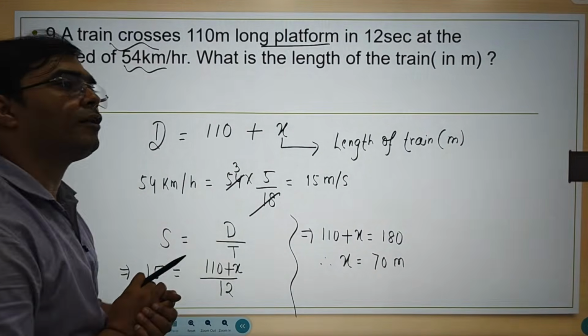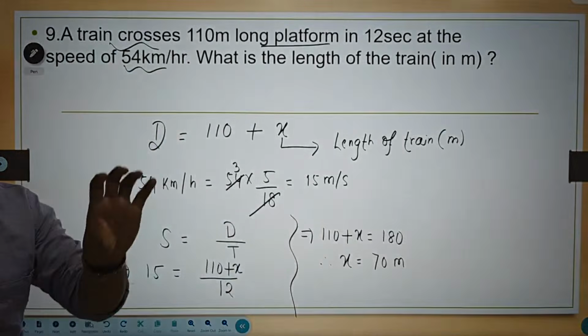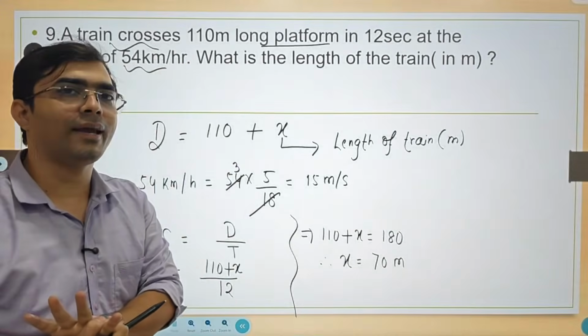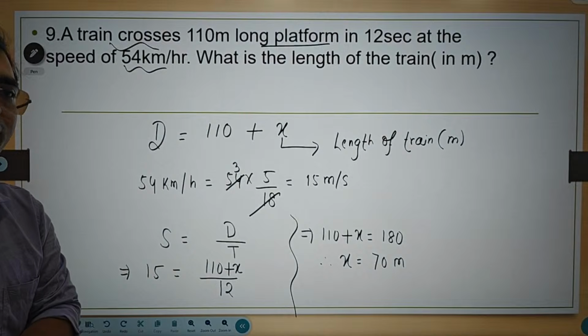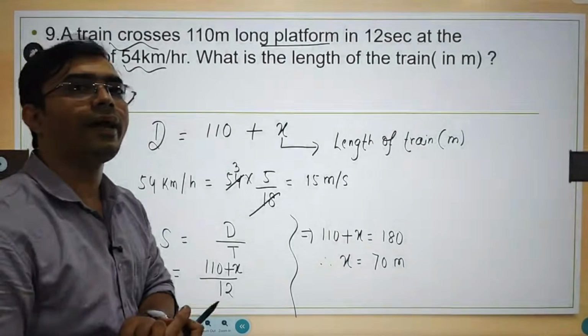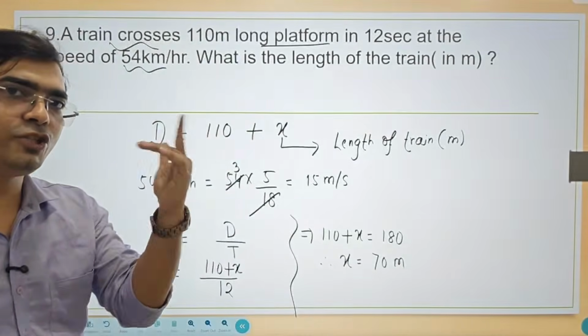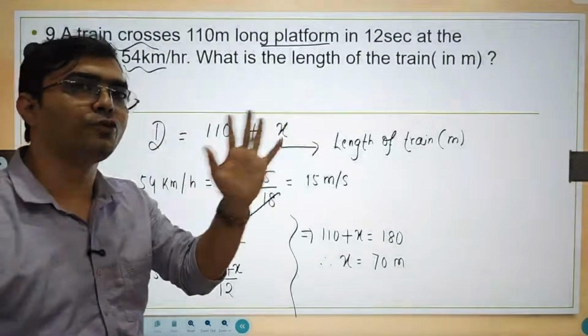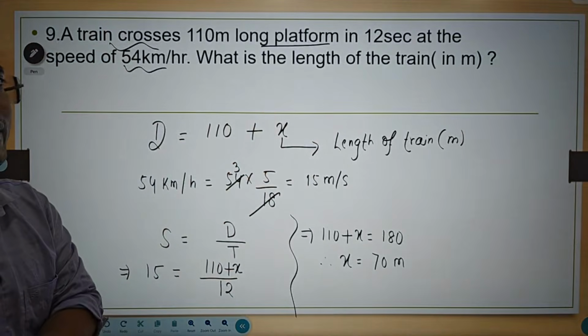So we have solved enough problems on the basic concept. What was the basic concept? Distance is equal to speed into time. And whenever distance is a constant value, S1 T1 must be equal to S2 T2. The second idea was, if the ratio of S1 to S2 is A to B, then the ratio of T1 to T2 must be equal to B to A.